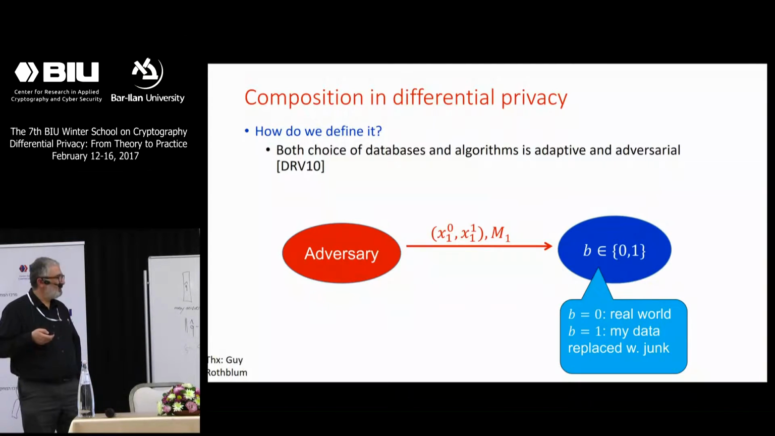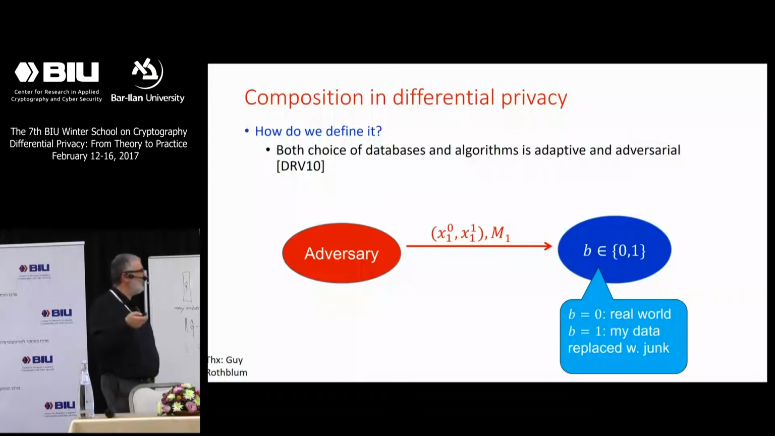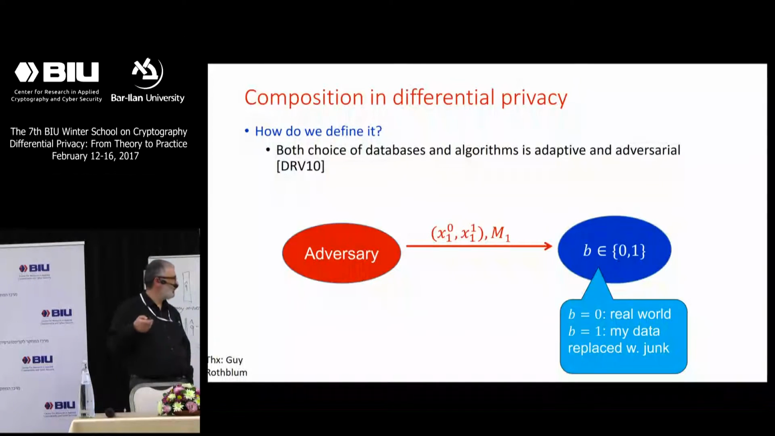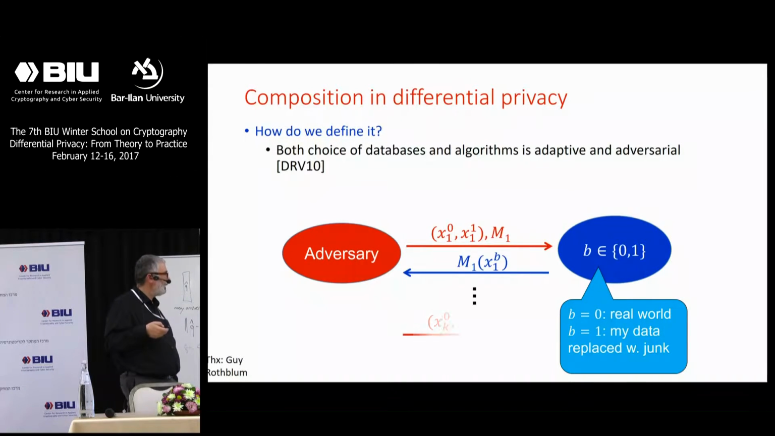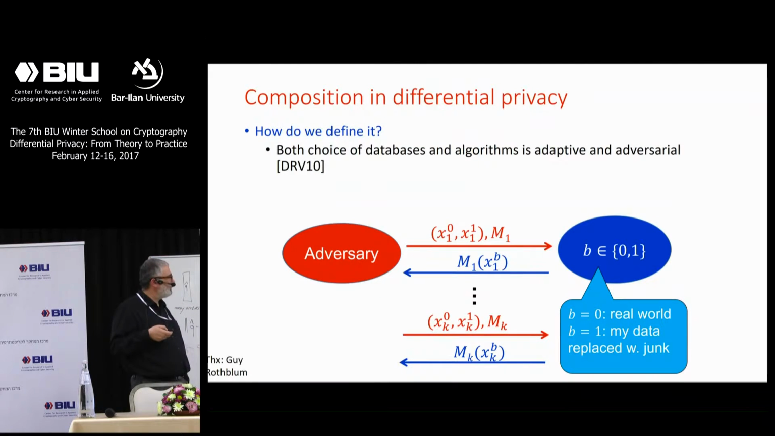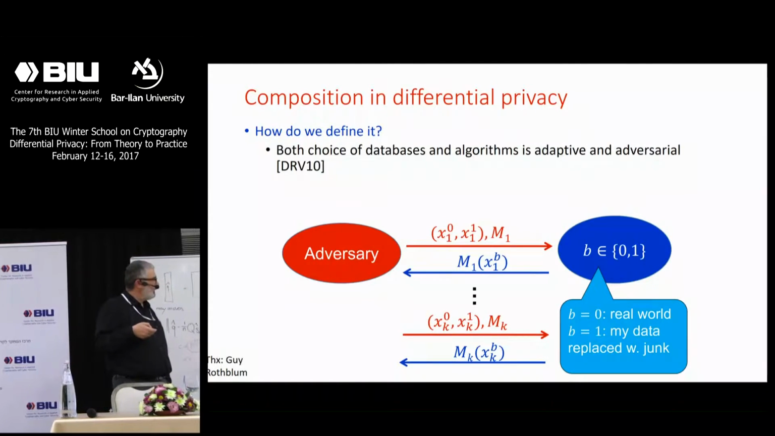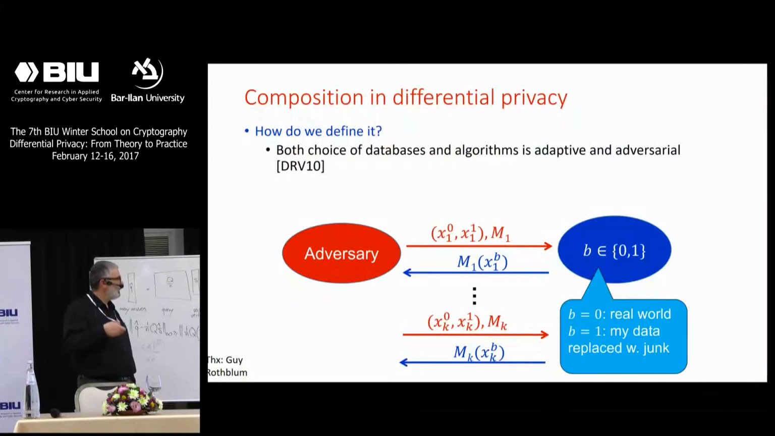We could think about it, maybe if B is 0, this is the real world database in a sense, and if B is 1, it is the database with my data removed or changed, okay? So the adversary then sees the output of the computation on the first database, chooses the second database, sees the outcome and the mechanism, and so on. At the kth time, he chooses the kth neighboring databases x0k and x1k, the kth mechanism mk, and gets the answer.